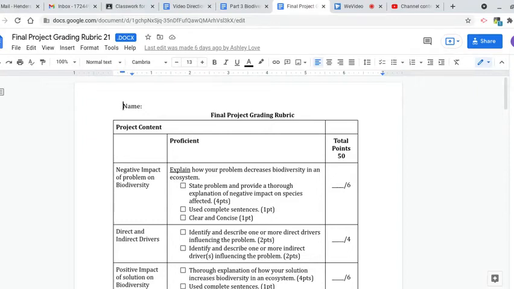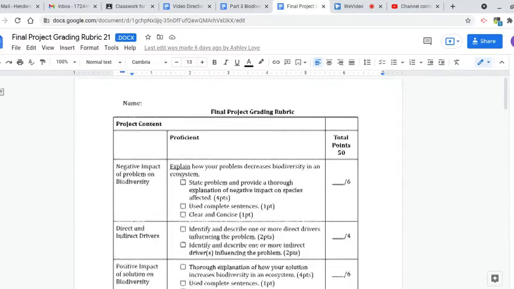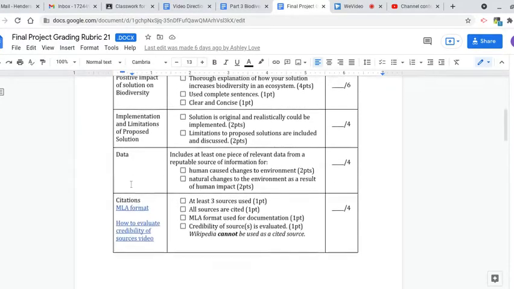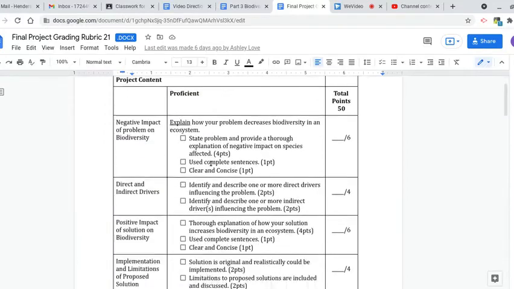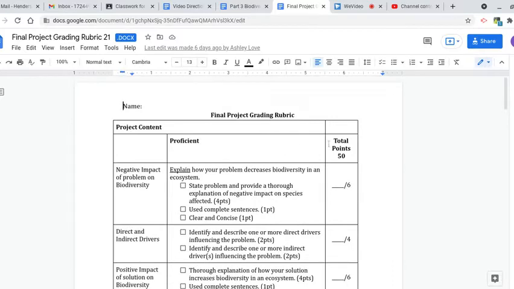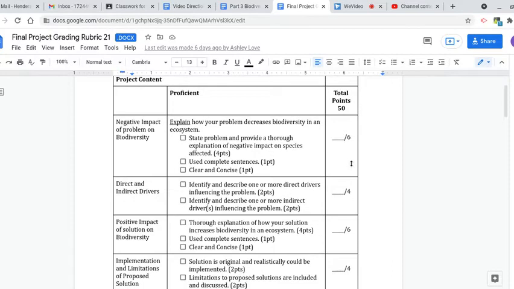In this video, I'm going to go over the final project grading rubric so that you can make sure you have all of the components that are required for your project. Here on the left side, we have the category, and then in the middle, we have what you need to do to be proficient. So this is your checklist. And then on the right side, we have how many points out of the total that particular section is worth.